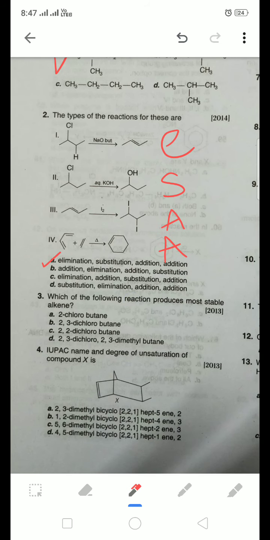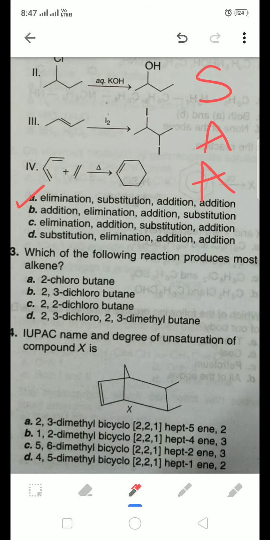Now let's look at the next one. Which of the following reactions produces the most stable alkene? Now for the most stable alkene, you either see the hyperconjugation or you see Saytzeff's rule. Now according to Saytzeff's rule, the most substituted alkene is also the most stable one. So just look at the option which has the most substituted alkene, and you would see the D option, that is 2,3 dichloro 2,3 dimethyl butane is the right answer.